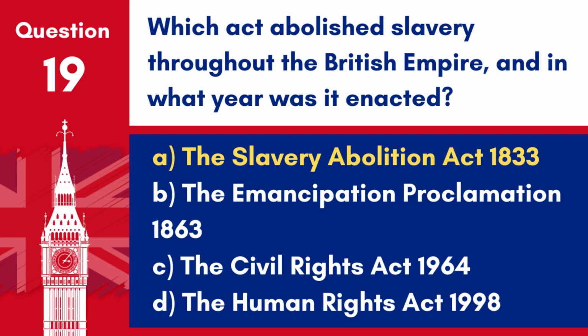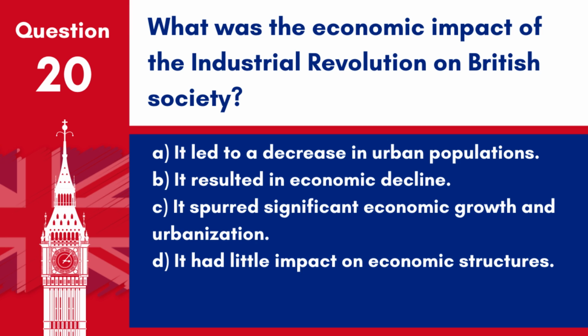Answer: A. The Slavery Abolition Act 1833. The Slavery Abolition Act was enacted in 1833 and abolished slavery throughout the British Empire. Question 20. What was the economic impact of the Industrial Revolution on British society?